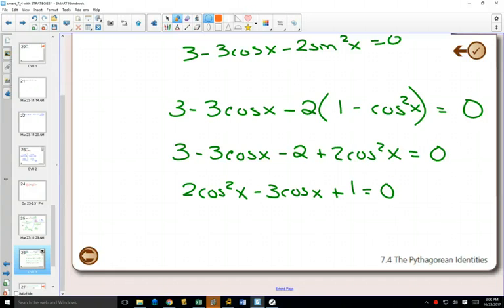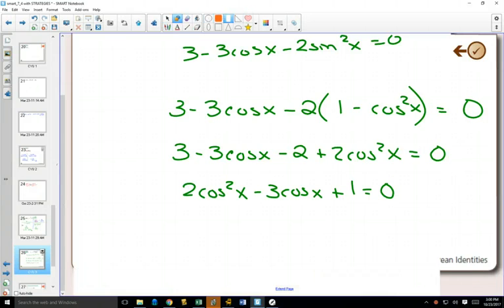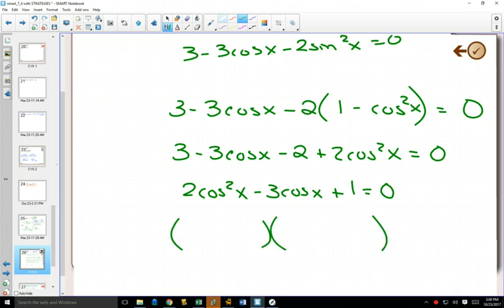As far as factoring ones go, in my opinion, this is the easiest one to factor, because the only way to get 2 cos squared is to have 2 cos and cos. The only way to get 1 would be to have 1 and 1. And the last thing you have to decide is whether there are going to be 2 plus signs or 2 minus signs. Check your outside is 2, your inside is 1. I need a minus 3, so they'll both have to be negative. I always do a quick mental math check to make sure that that multiplies out to equal what is above, and it does.